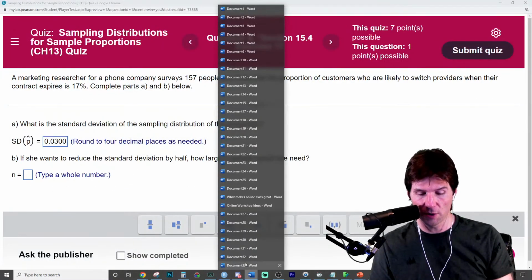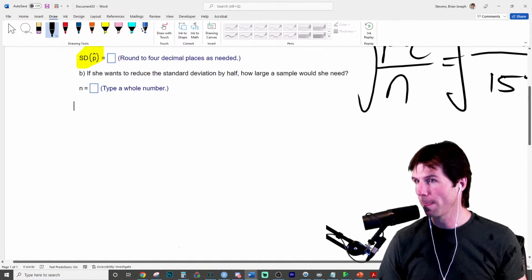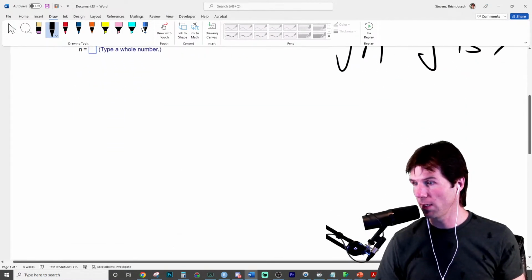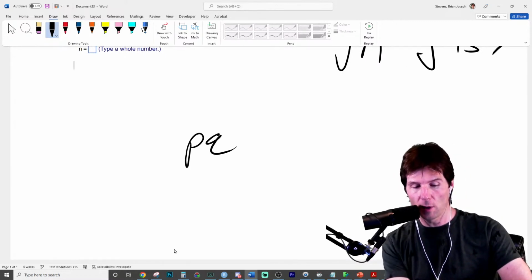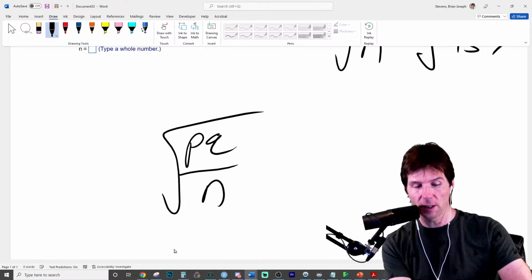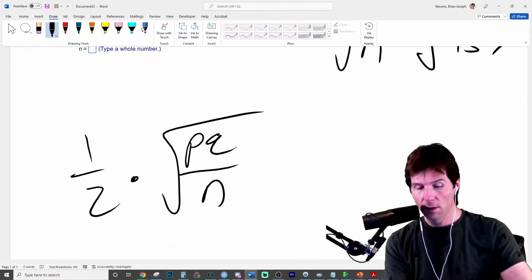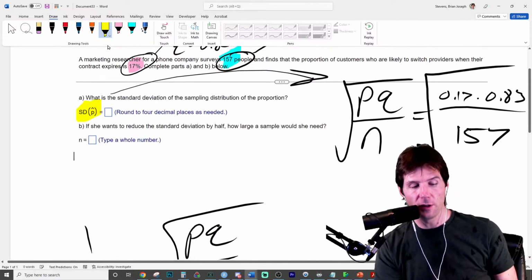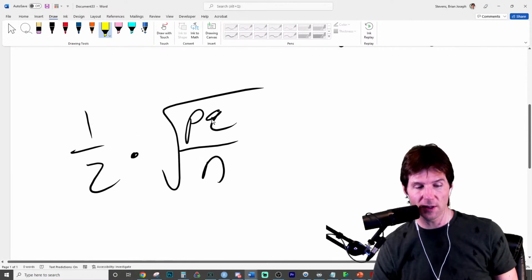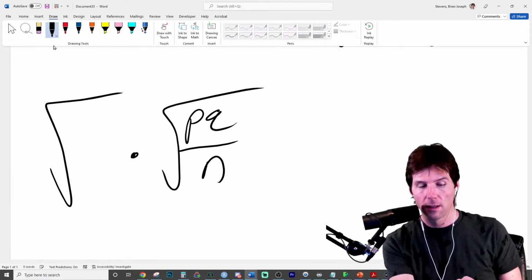But the last question right here says, if they want to reduce the standard deviation by half, what would they do? This is a theory question, and it goes to the formula again. When we do the square root of P times Q over N, if we want it to be half of this, what would happen to it mathematically? You can't just take this and put it inside of there. What you would need to do is re-express this, write it a different way.